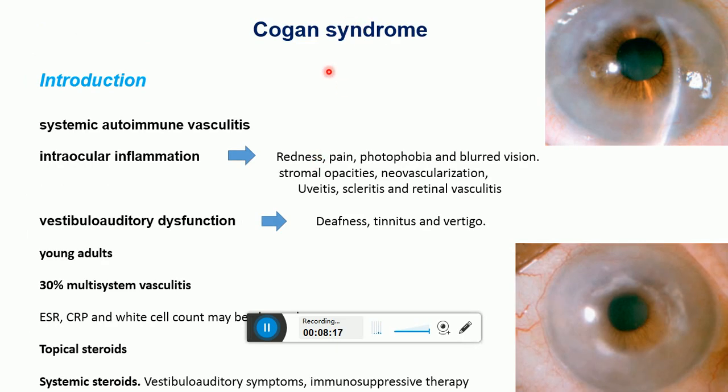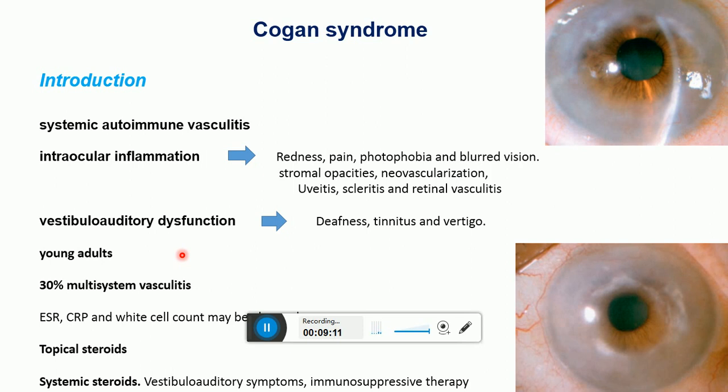Next is Cogan syndrome. It is a rare systemic autoimmune vasculitis characterized by intraocular inflammation and vestibuloauditory dysfunction, particularly neurosensory, developing within months of each other. The disease primarily occurs in young adults, with both sexes affected equally. Children can also be affected. Systemic features occur in 30%, including multi-system vasculitis that can be life-threatening. Multi-specialty management is vital.